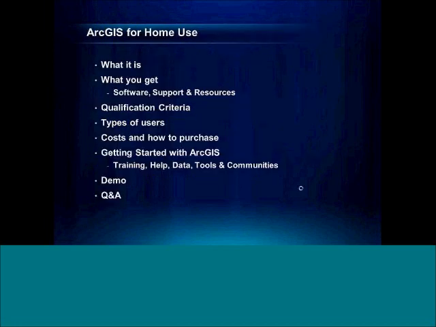Today we're going to take you through this agenda. We'll start by introducing what the home use program is, what you get with it, along with some qualifying criteria for the program. We'll also take you through different types of users, as well as some costs and how to actually purchase the home use if you qualify and are interested. Then we'll take you through some resources to help you get started with your ArcGIS for Home Use software. Then we will take you through a quick demo and finish up with Q&A.